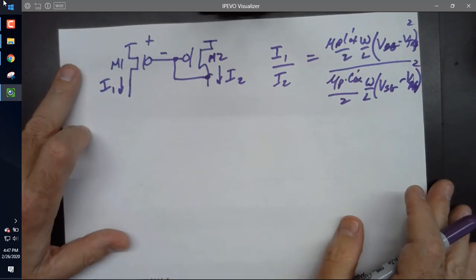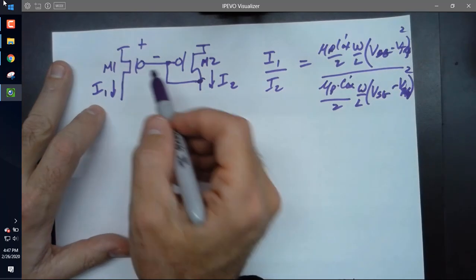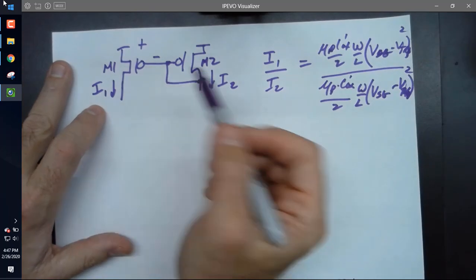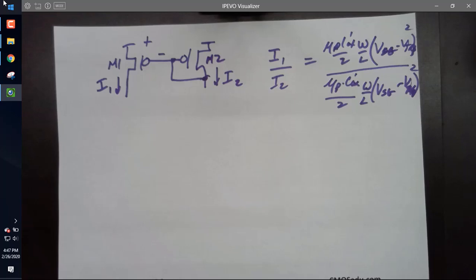And if I ask you now, how are the VSGs related here? They're the same. Why? Tell me. I'm going to ask you questions interviewers will ask you. Why are they the same? They're tied together. The two wires are the same. They got to be the same.